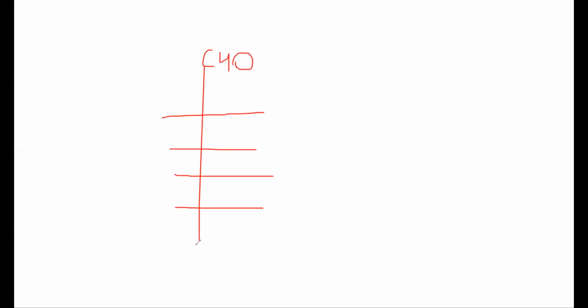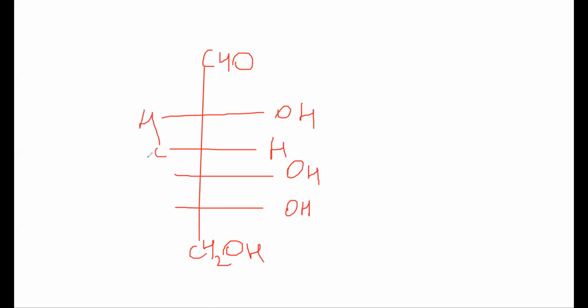If you remember, your glucose molecule looked something like this: CHO, CH2O. Right, 1, 2, 3, 4, 5, 6. So you had OH, OH, OH, H, H, OH, H, H. This was your D-glucose, right?